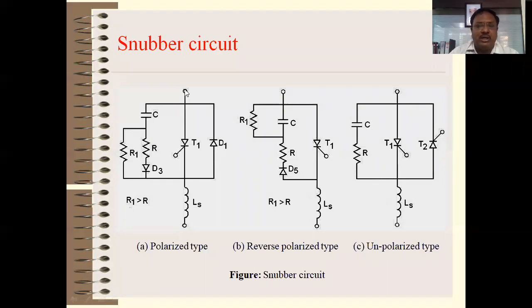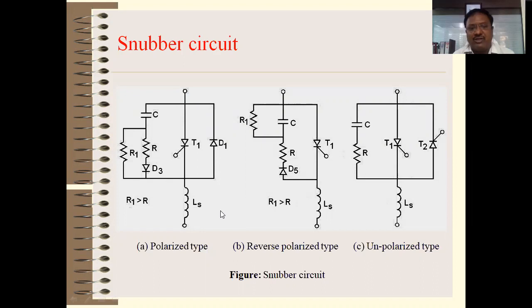Initially, the capacitor charges from the supply, with the upper plate positive and the lower plate negative, through resistor R1 and D3 back to the negative supply of the source. Whenever the voltage across the capacitor is greater than VAK, that is the anode to cathode voltage, and if you apply the gate pulse, then your SCR turns on. Okay, so this is the polarized type.